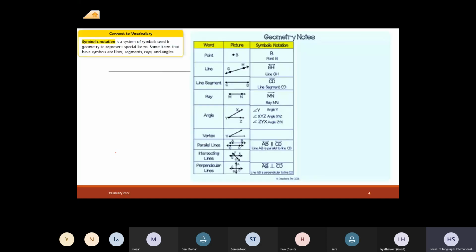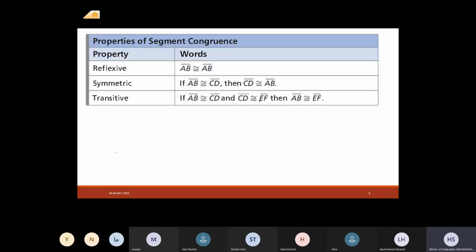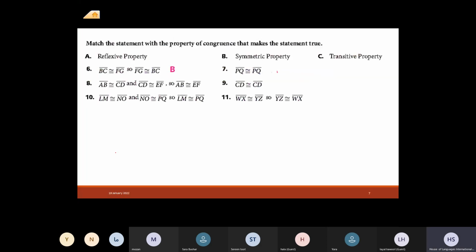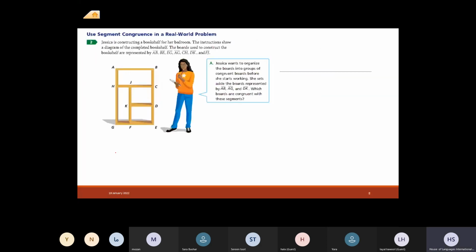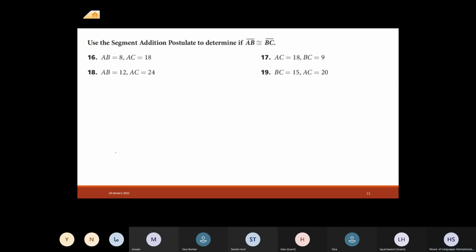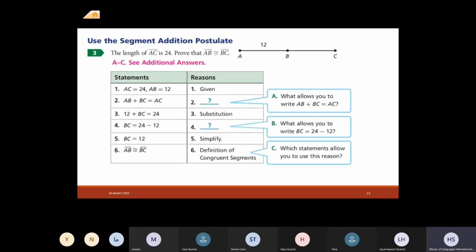And we talked about the symbolic notation that we use in math. We talked about the properties of segment congruence: the reflexive, the symmetric, and the transitive. And we solve these questions. And we talked about the segment addition postulate, that the length of AB plus the length of BC equals the length of AC.